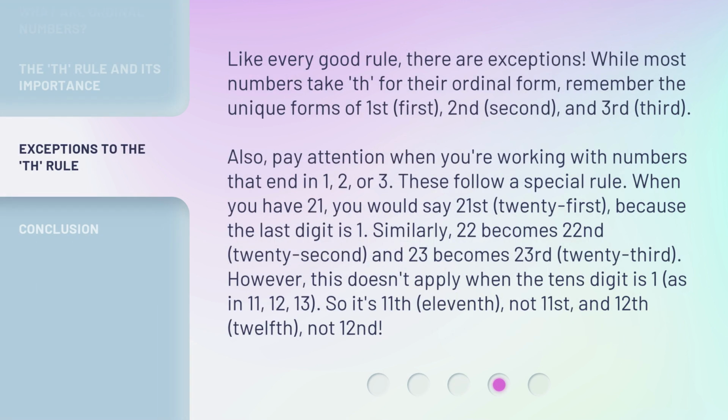Like every good rule, there are exceptions. While most numbers take "th" for their ordinal form, remember the unique forms of first, second, and third. Also, pay attention when you're working with numbers that end in 1, 2, or 3. These follow a special rule. When you have 21, you would say 21st, because the last digit is 1. Similarly, 22 becomes 22nd, and 23 becomes 23rd.